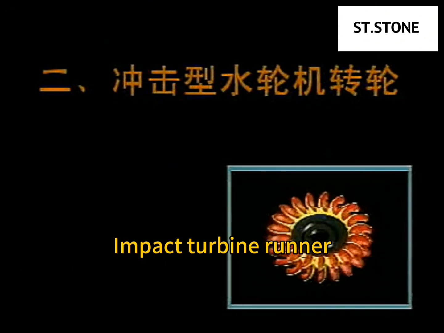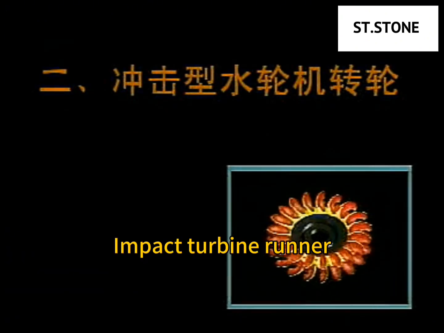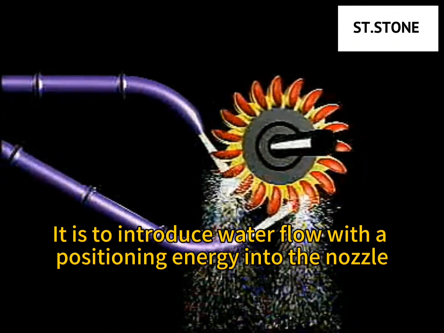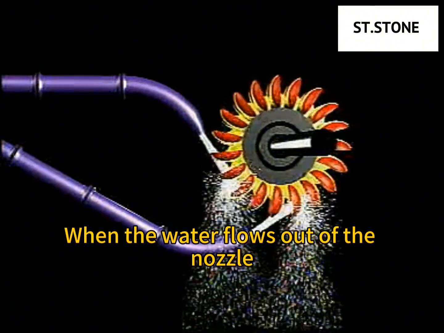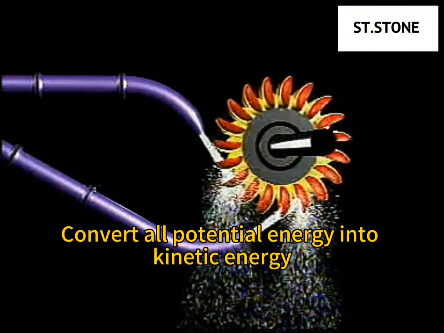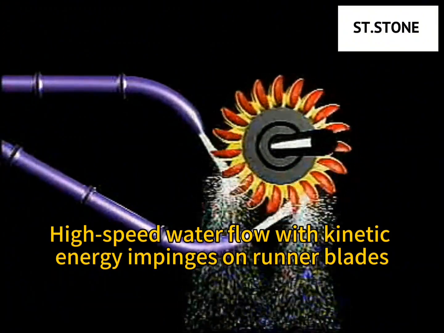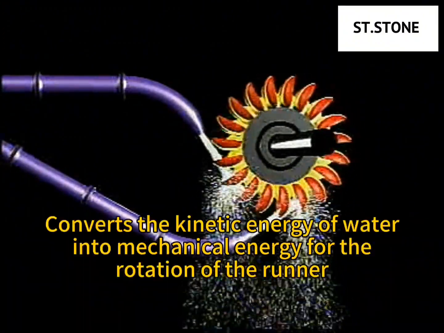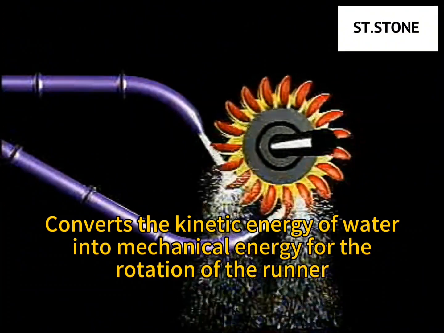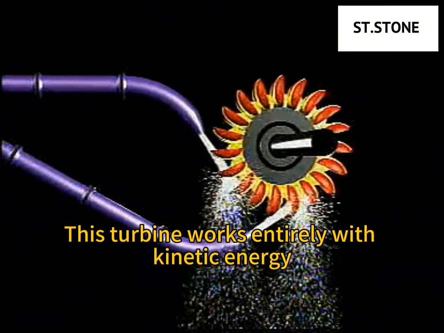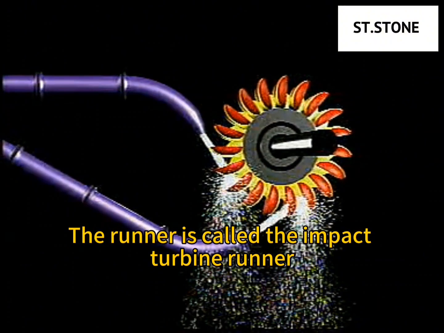Impact turbine runner. Water flow with potential energy is introduced into the nozzle. When the water flows out of the nozzle, all potential energy is converted into kinetic energy. High-speed water flow with kinetic energy impinges on runner blades to spin the wheel, converting the kinetic energy of water into mechanical energy for the rotation of the runner. This turbine works entirely with kinetic energy. The runner is called the impact turbine runner.